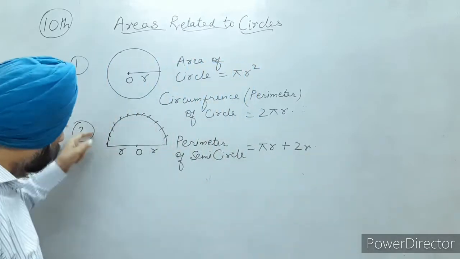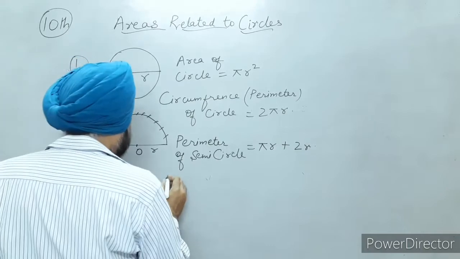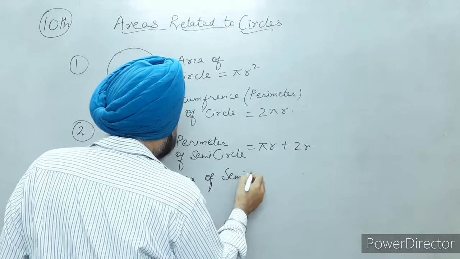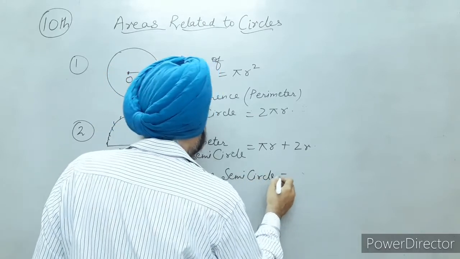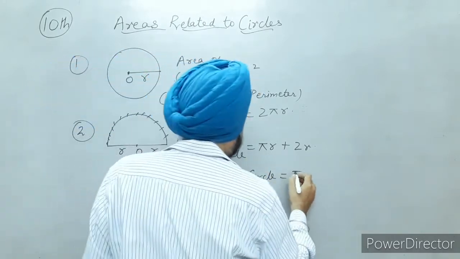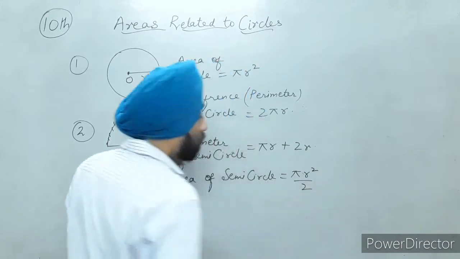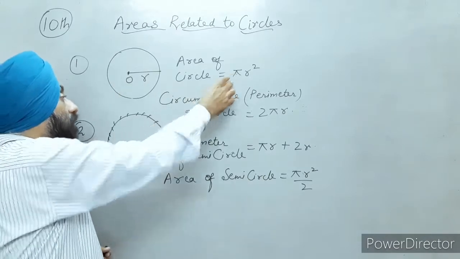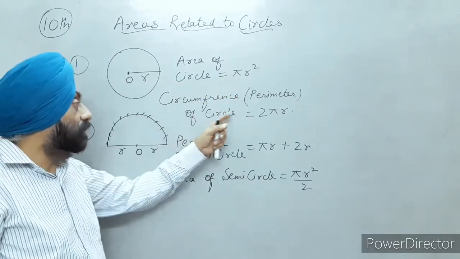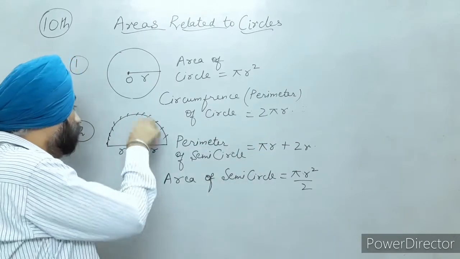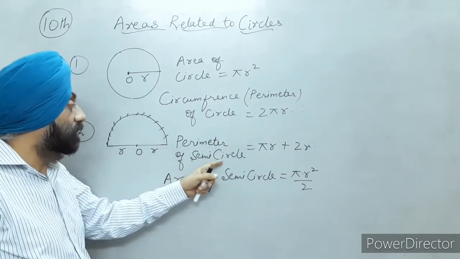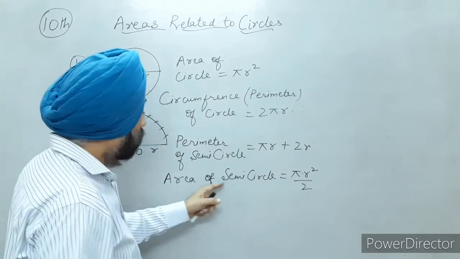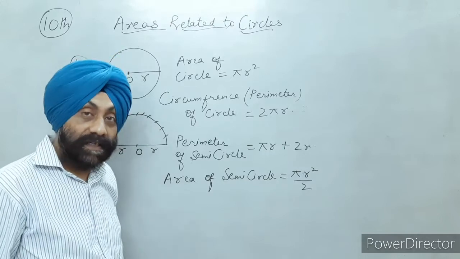This is the perimeter of the semicircle, right? Then the area of the semicircle will obviously be half of this, that is pi r square by 2. Remember these things. Area of the circle, all of you know, is pi r square. Circumference of a circle is 2 pi r. If it's a semicircle, then the perimeter of a semicircle is pi r plus 2r. Area of the semicircle is pi r square by 2.